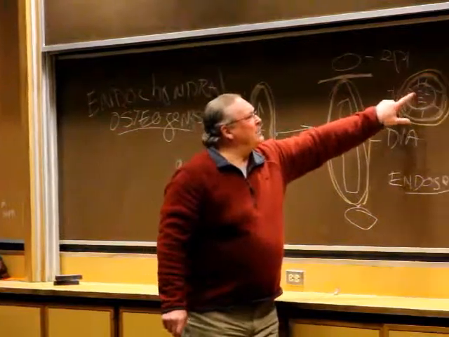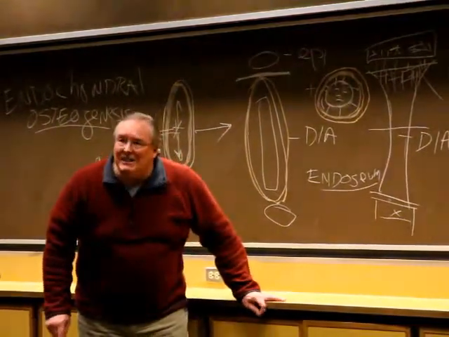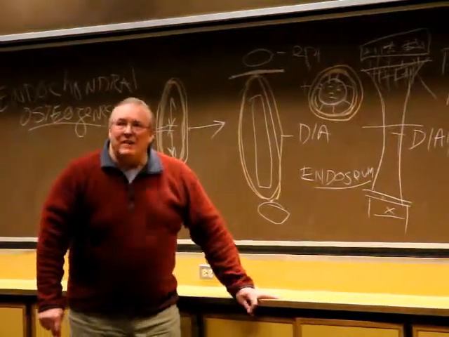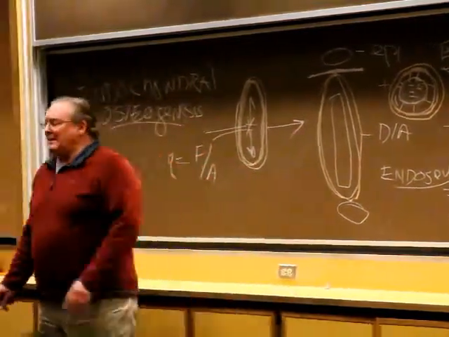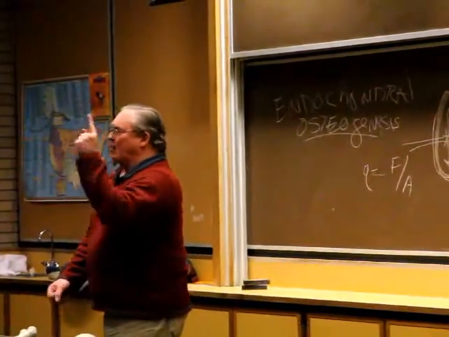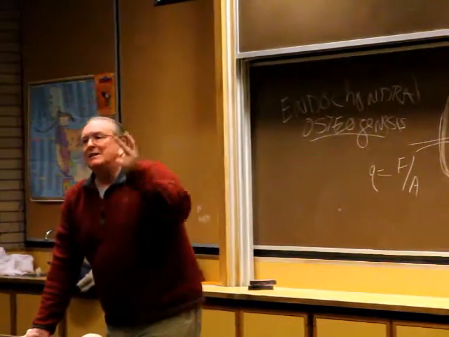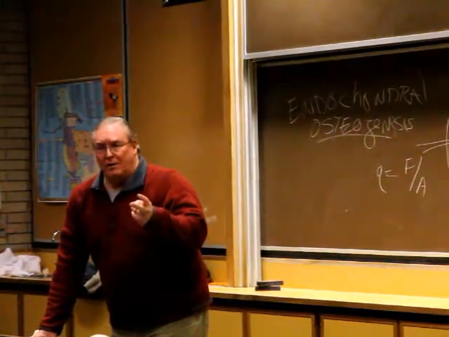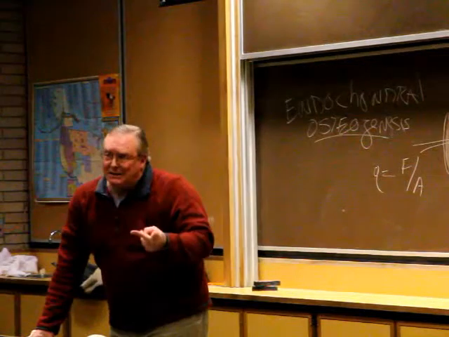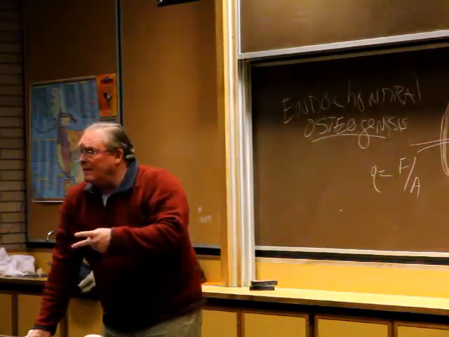So the endosteum is here, and the endosteum creates osteoclasts. And an osteoclast eats bone away, it resorbs bone. So osteoblasts grow bone, osteoclasts resorb bone. So one deposits, and one takes it away.